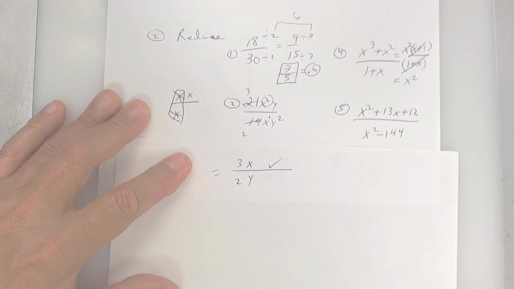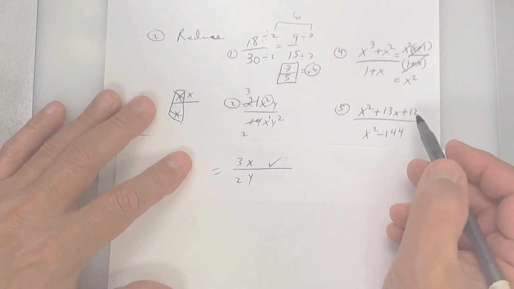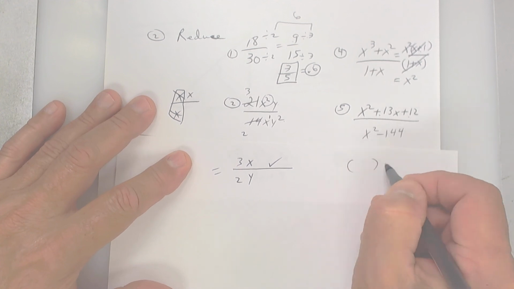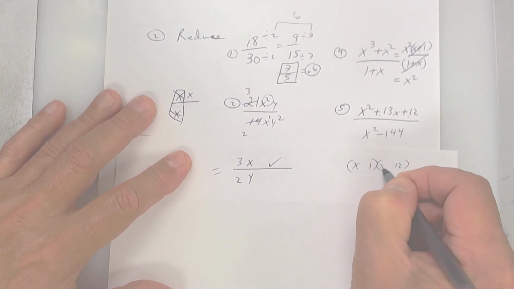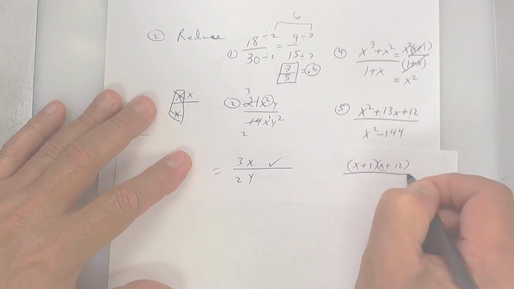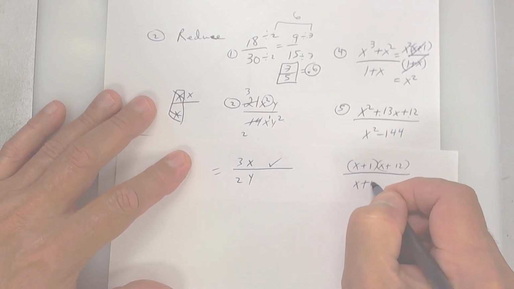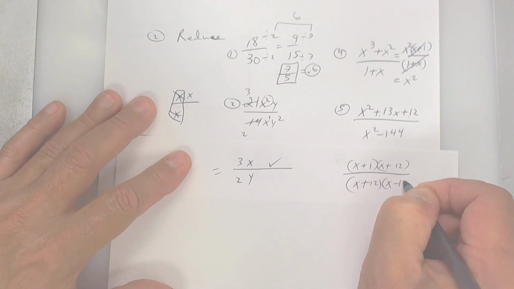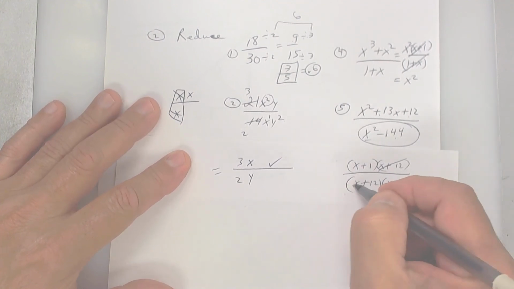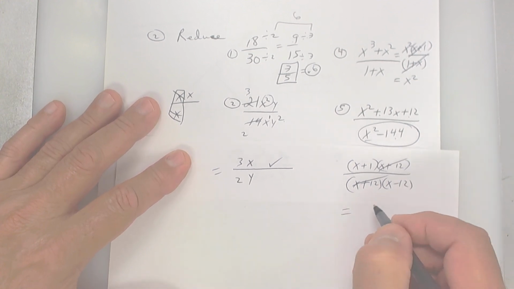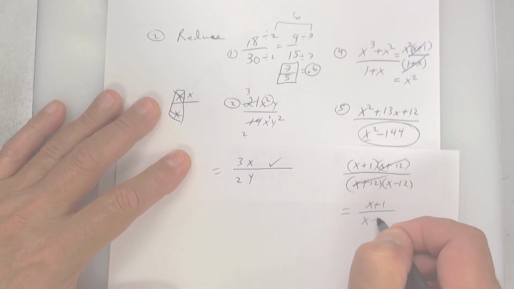Really pretty simple. This one over here, though, you got to factor. A plus and a plus is going to be 2 pluses, so it's going to be 1 and 12, I think. In fact, I know. And then this is going to be x plus 12 and then x minus 12 because it's the difference of 2 squares. And then this cancels. So your final answer for number 5 will be x plus 1 over x minus 12.